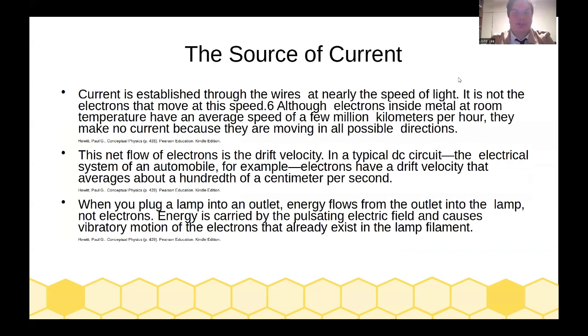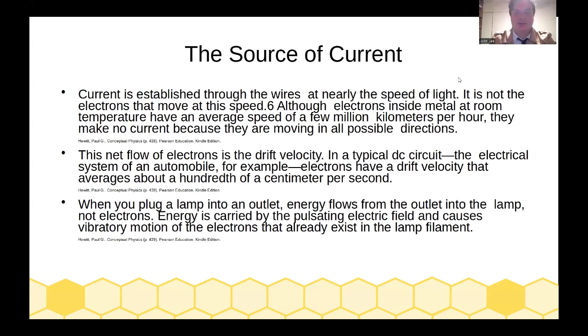Current is established through the wires at nearly the speed of light. It is not the electrons that move at that speed. Although electrons inside metal at room temperature have an average speed of a few million kilometers per hour, they make no current because they are all moving in all possible directions.